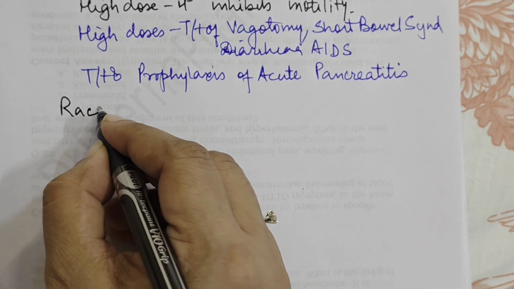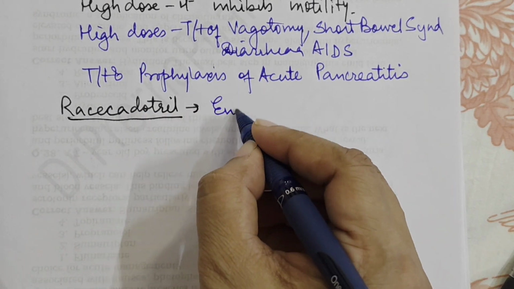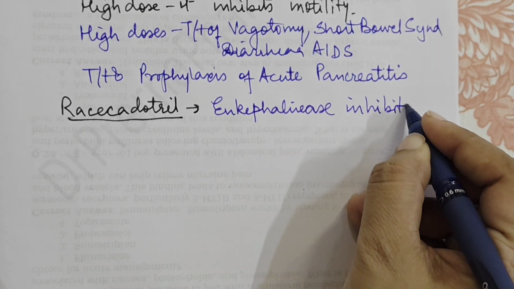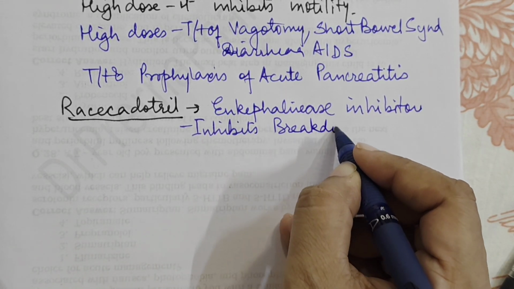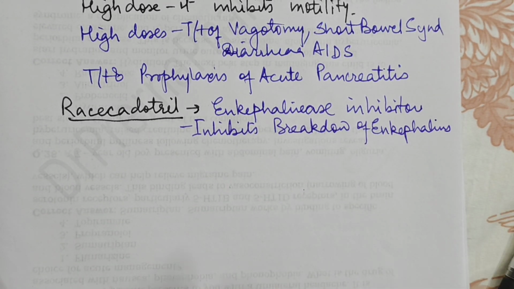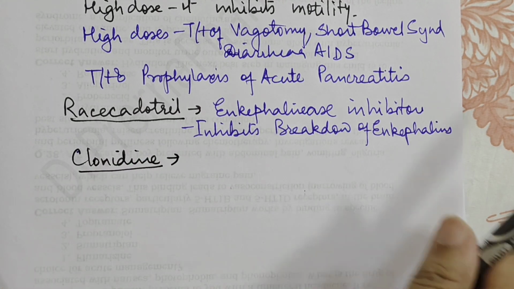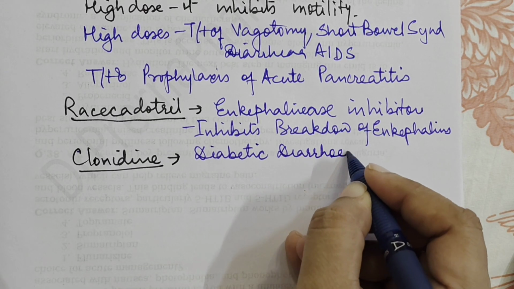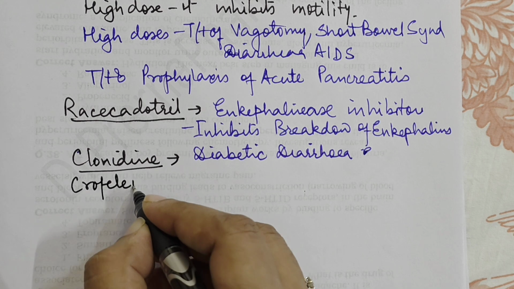So we have racecadotril. Now racecadotril is a drug. It is an enkephalinase inhibitor. Okay, so it inhibits the breakdown of enkephalins, right? Okay. Then we have another drug which is clonidine. Now clonidine is used in diabetic diarrhea. Okay. Then another drug which we have is crofelemer.